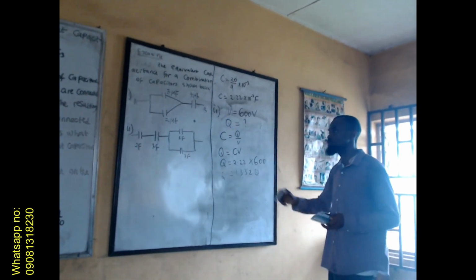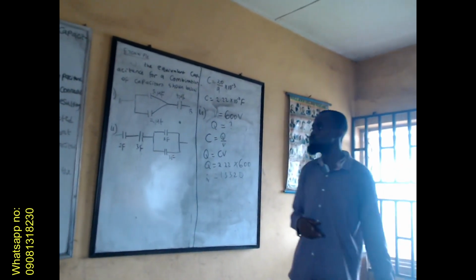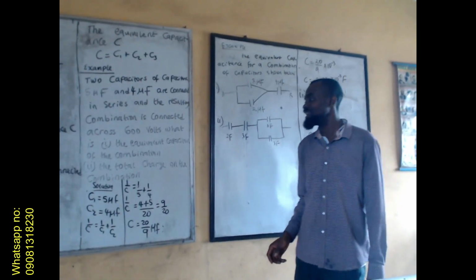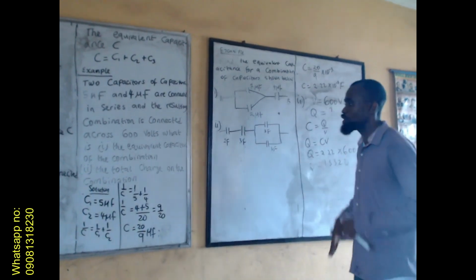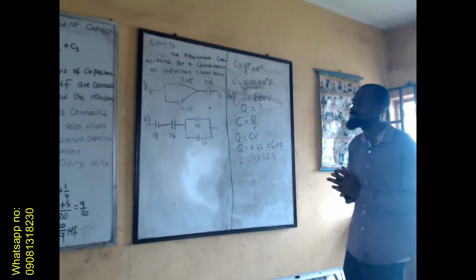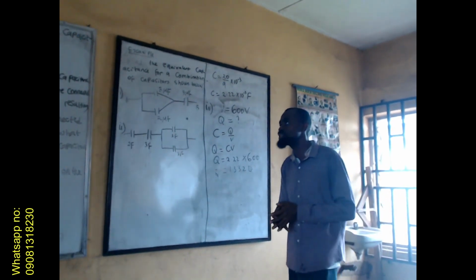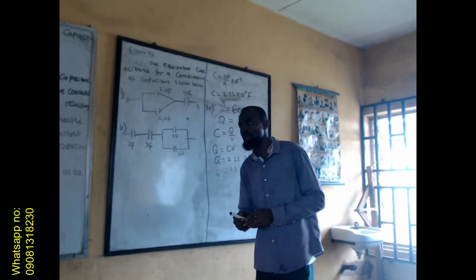1332 coulombs. So that is the two main questions. The first question was to calculate the equivalent capacitance of the two capacitors. I moved further to calculate the charge, the total charge on the combination.